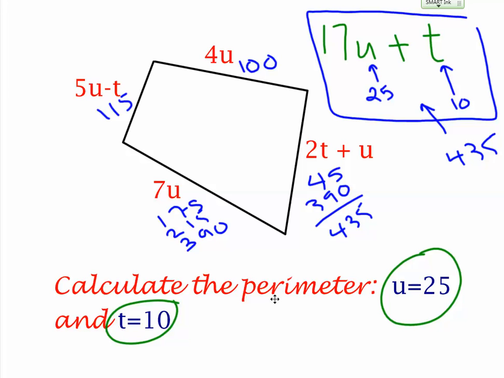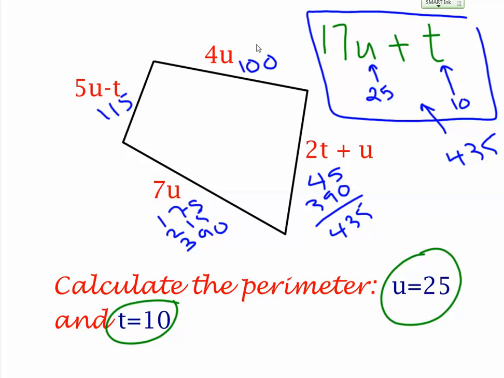And then I said calculate the perimeter if u is 25 and t is 10. And some of you thought it's easier just to do each side. So 4 times 25 is 100, and 5 times 25 minus 10 is 115, and 7 times 25 is 175, and 2 times t plus u is 45.